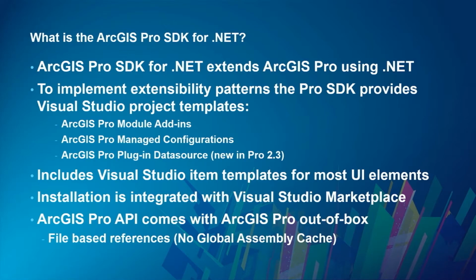An important thing I want to mention here is that the Pro API comes with Pro out of the box. They're available as file-based extensions from Visual Studio. Nothing is registered in the global assembly cache. They're available in the bin extensions subfolder in the Pro installation location.